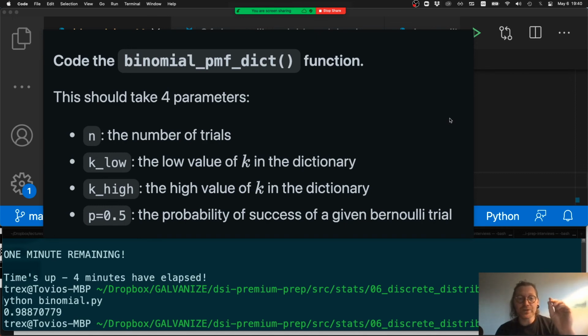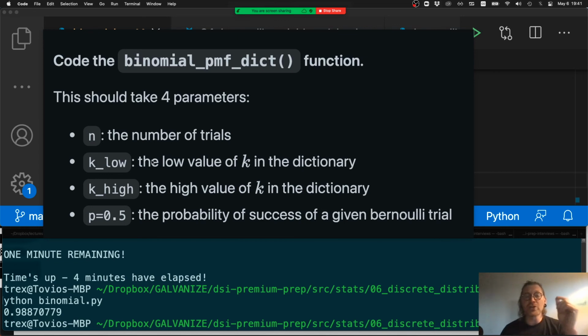It's going to have n, which is the number of trials, k low, which is the low value of k, right? So instead of starting at zero, we're going to start at whatever k low is, but maybe even default that to zero if we want, up to k high. If we're talking about eight trials, we could go from zero up to eight, right? Or we could go from two to four or two to five. We're just giving some flexibility here with k low and k high. And then p for the probability.